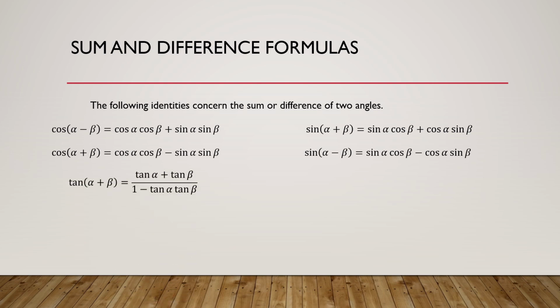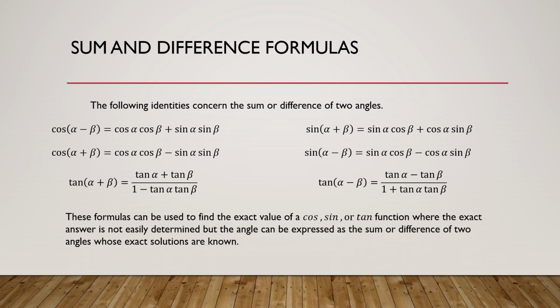Tangent of alpha plus beta equals tangent alpha plus tangent beta over 1 minus tangent alpha times tangent beta. Tangent of alpha minus beta equals tangent alpha minus tangent beta over 1 plus tangent alpha times tangent beta.